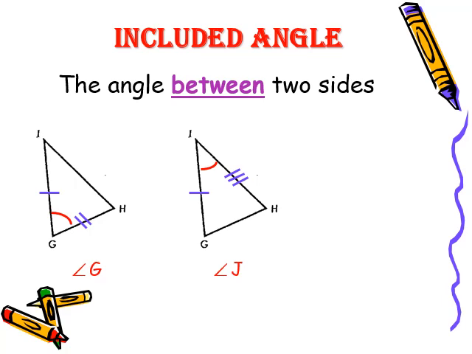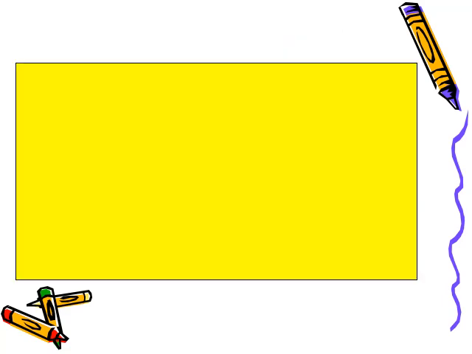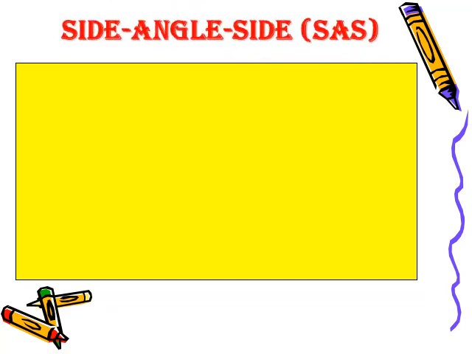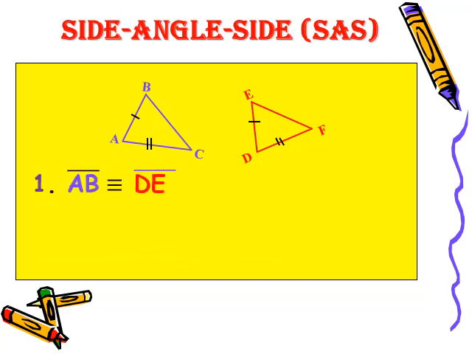Okay, number 3, JH equal GH, and HG, 2 sides. Then the angle H is included between the 2 sides, then angle H. Follow the case: the angle is included between 2 sides. Side, angle, side, SAS. For example, AB congruent to DE, then AB equals DE. And angle A congruent to angle D. Then measure angle A equals measure angle D.